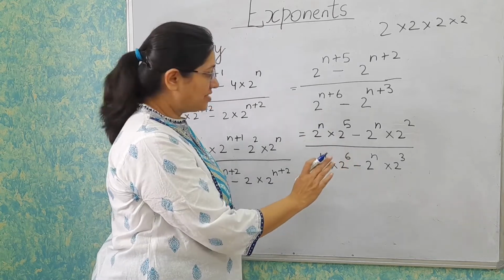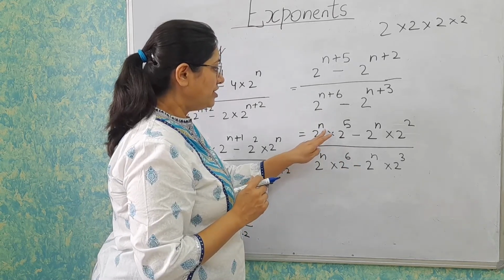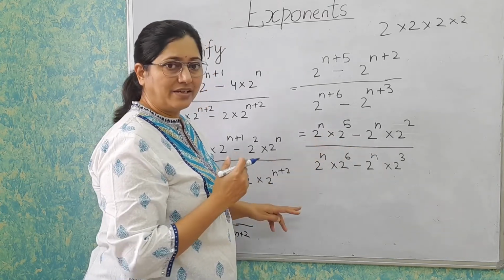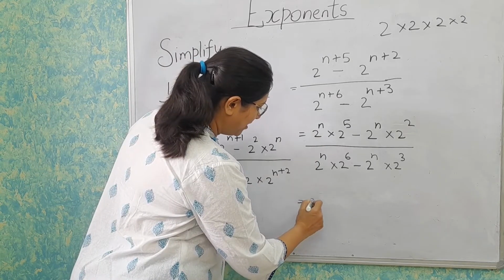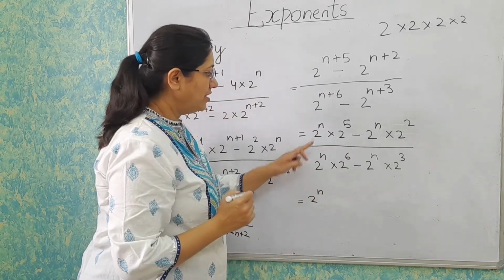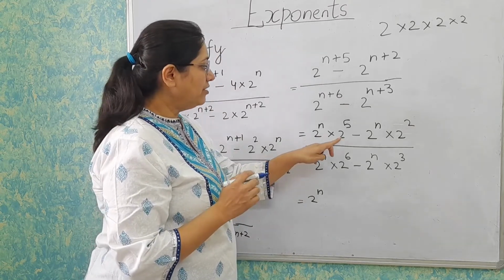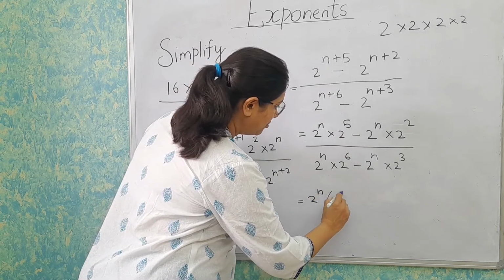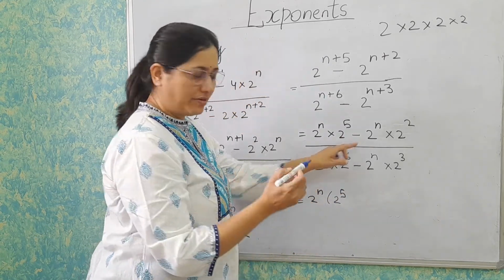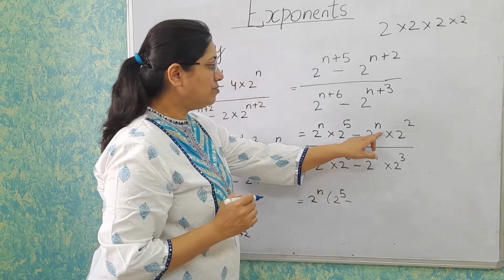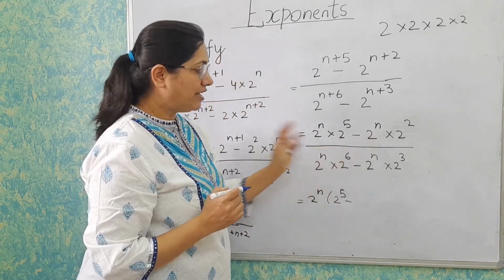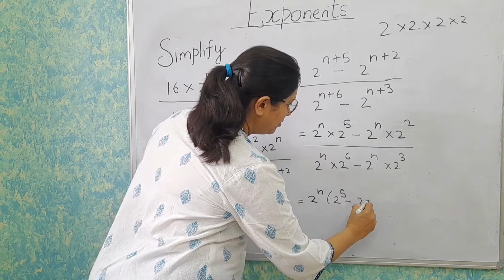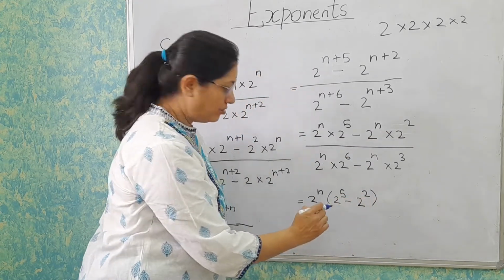Again observe the numbers carefully. 2^n is common between these two numbers. So I can take it as a common factor. So first I can write 2^n. If I remove this 2^n, what will remain? 2^5. So I will put it in a bracket, 2^5. Again I will put a negative sign. Again 2^n is common. I have already taken it out. So what is the remaining number? 2^2. So I will write 2^2 and close the bracket.